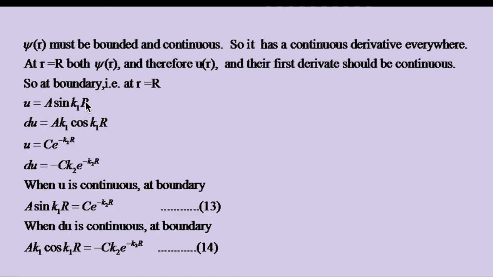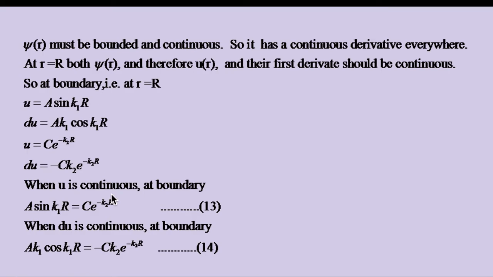So at the boundary, that means r is equal to capital R, you can write u is equal to A sin k1 R. That small r is now replaced with the capital R. The differential of sin k1 r is cos k1 r into k1. So du will be A k1 cos k1 R. And already you have the equation u is equal to C e raised to minus k2 r for r greater than capital R. At r it will be capital R, e raised to minus k2 R, then only it will be continuous. So du will be equal to, the differential of this is e raised to minus k2 R into minus k2. So it is minus C k2 e raised to minus k2 R.